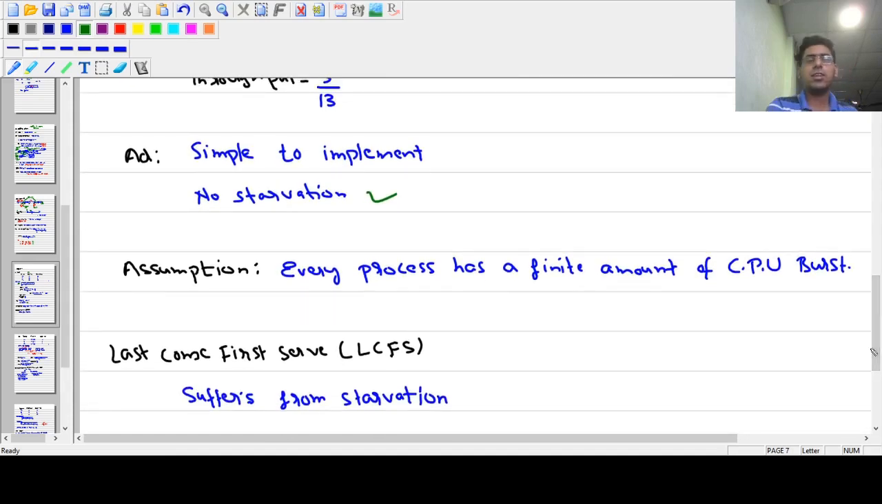Suppose we consider the last come first serve case. What will happen? Whoever comes last is served first. So suppose new processes keep coming, the old process will not get any CPU, because whoever comes last is getting the CPU, and more and more new processes are coming. So the process that came for the first time is not getting the CPU, so it may starve.